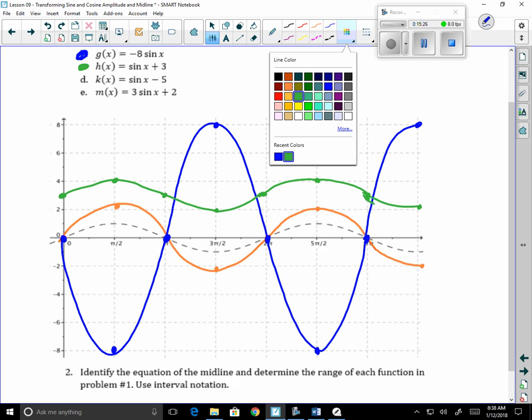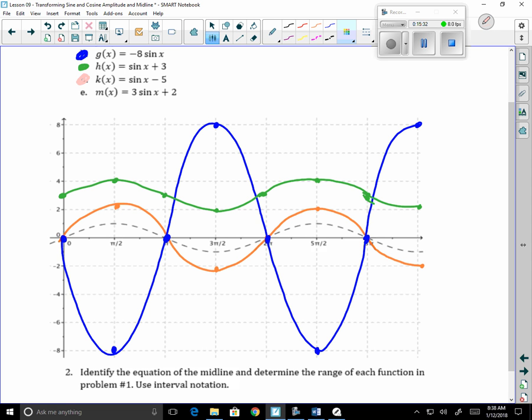down 5 instead of up 3. So we'll do that one in pink. All right, so if we go down to -5, it's still going to start at the midline. Since it's still got a positive number in front, it's going to go up 1. It's then going to go back down to the midline. Then it's going to go down 1 from the midline, so we'd be at -6. And it's going to go back up to the midline.